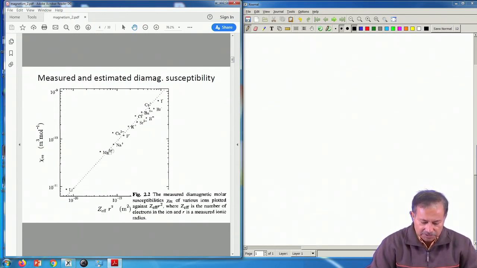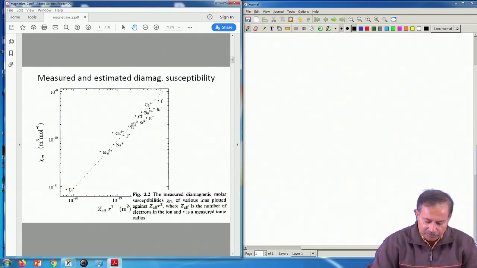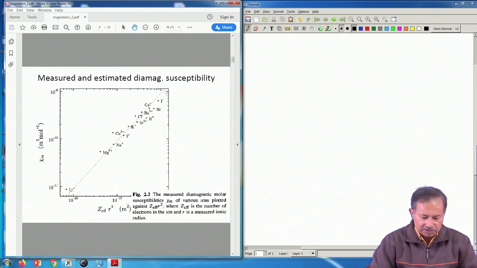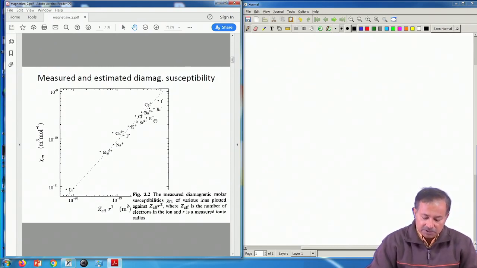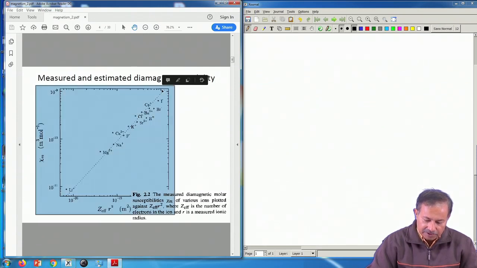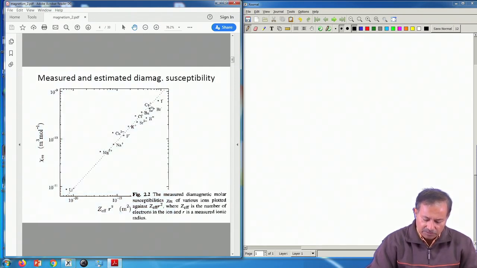This quantity is on the x axis, and then you have chi m on the y axis. Look at these values. This dotted line is the theoretical estimated diamagnetism, and these dots, the larger circles and small circles, are the measured values, and you can see that there is a fairly good comparison. This is iodine at the top. The comparison is not bad.